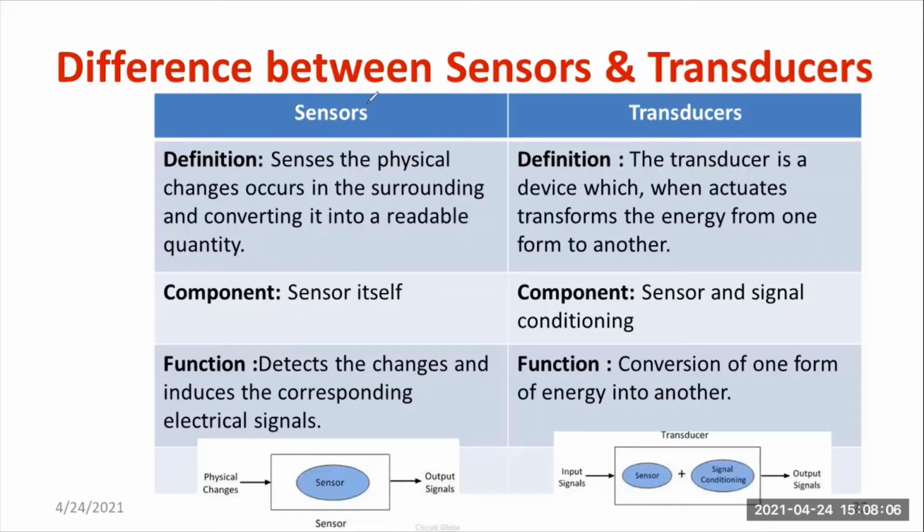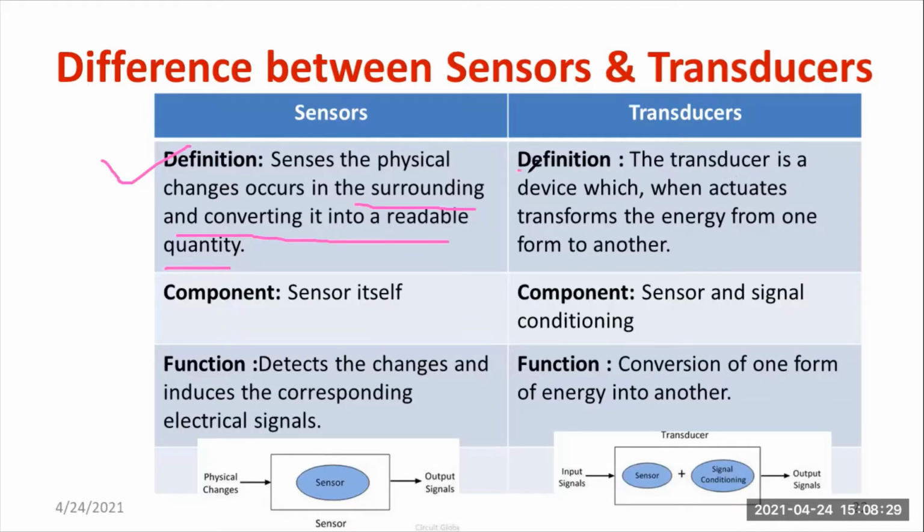As you can observe, there is a table. I have bifurcated the points related to sensors and transducers. Let us discuss the sensor. What is a sensor as per the definition? It senses the physical changes occurring in the surroundings and converts them into a readable quantity. For example, thermometer, barometer, etc.